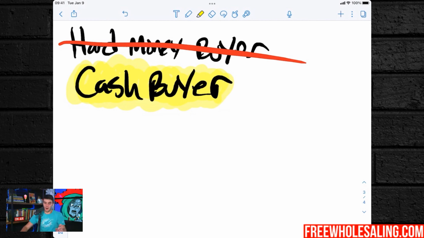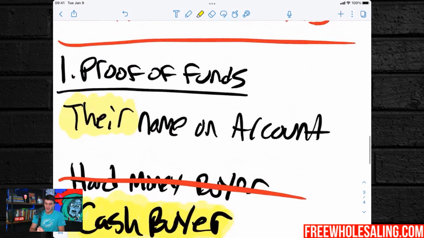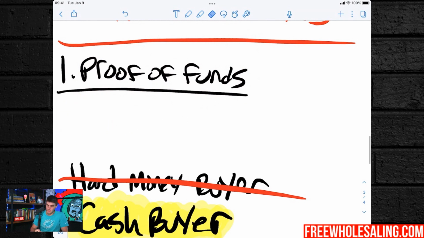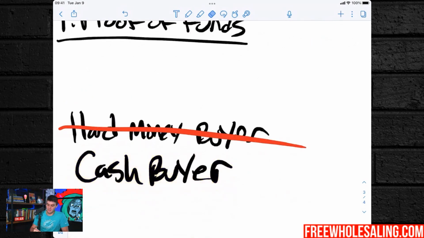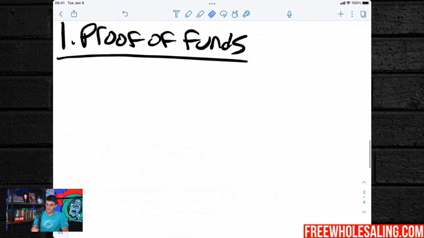The difference between a cash buyer and a hard money buyer is that a cash buyer has a proof of funds. A hard money buyer is basically a funding lender. It has a letter of funding, a line of credit. A cash buyer's name has to be on the account. If it's not their name, it better be their spouse's name. And if it isn't their spouse's name, I don't really care. Just letting you guys know.